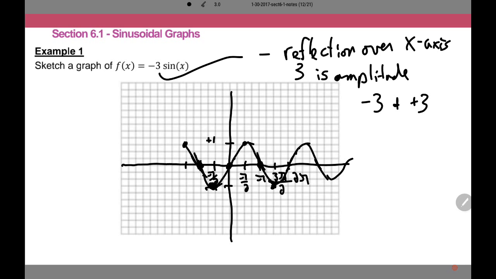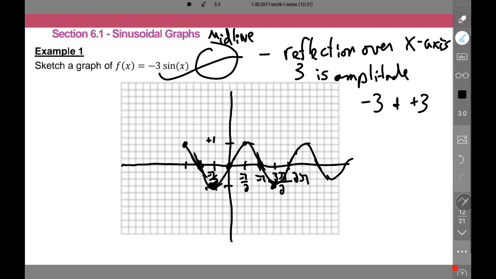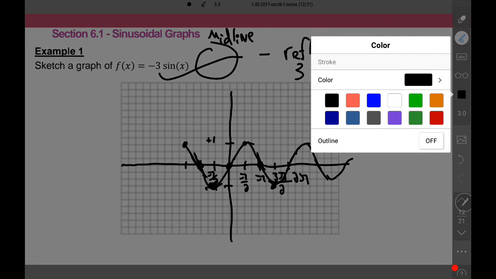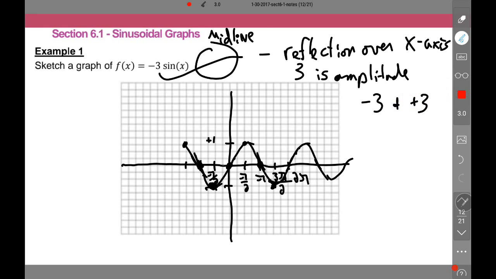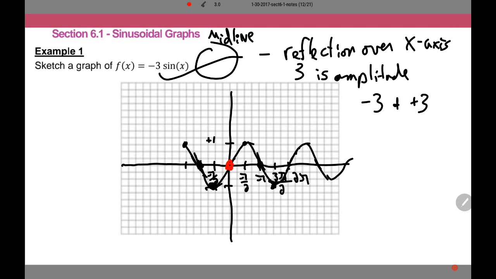So our midline stays the same because I don't have anything at the end like a plus here. Your midline would be out here. I don't have that. So let me change colors and show you. So what would happen? Well, 0 stretched up to 3 still stays 0. This pi over 2 normally is +1, but since it's a -3, I gotta take that and make it -3. So -1, -2, -3. And I'm gonna stay at this pi over 2.